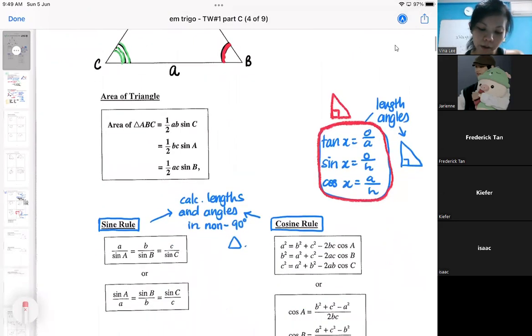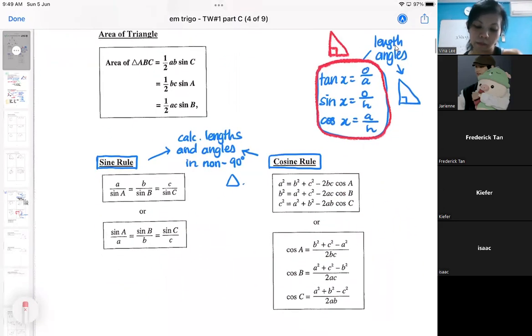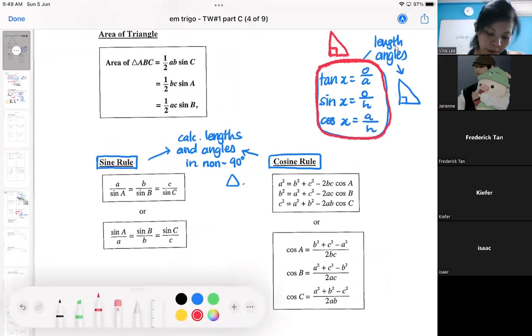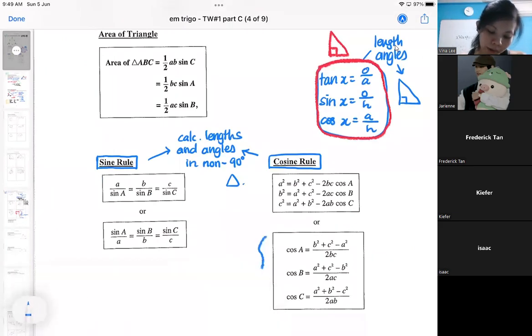The cosine rule is not so friendly. Okay, so for the cosine rule, this one is optional.